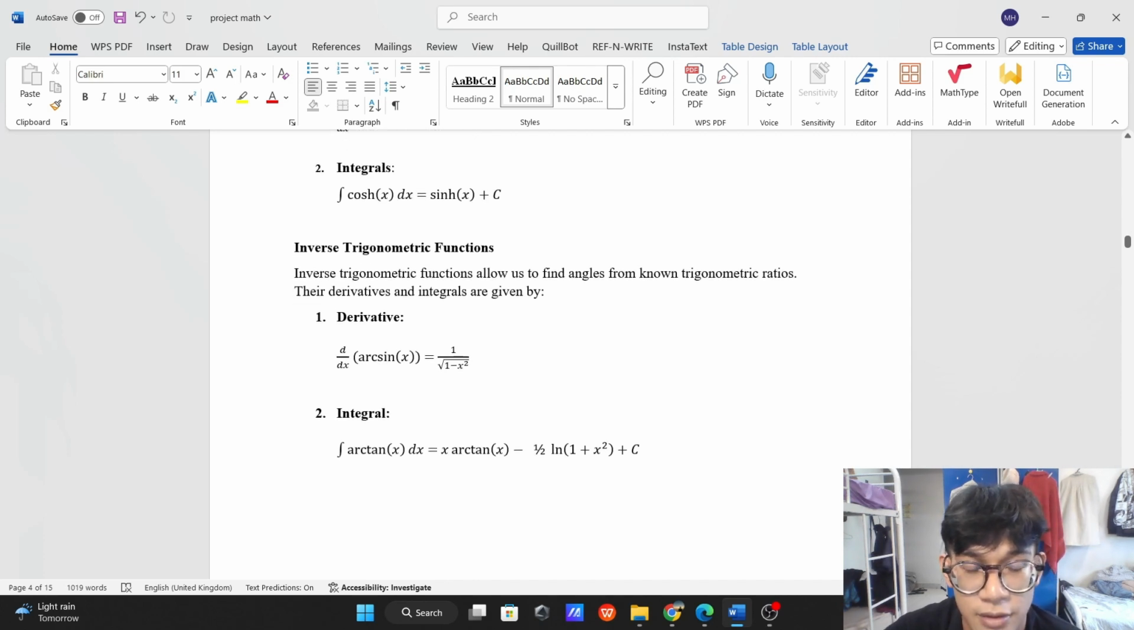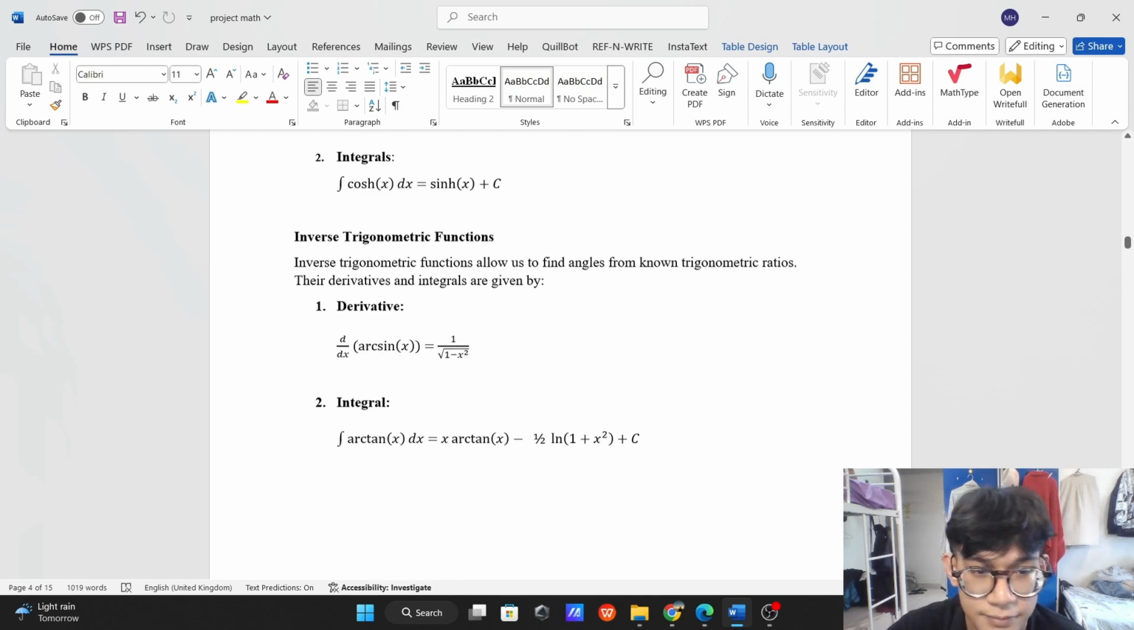Inverse trigonometric functions. Inverse trigonometric functions allow us to find angles from known trigonometric ratios. Their derivatives and integrals are given by: derivative d/dx of arcsin x equals 1 over the square root of 1 minus x squared. Integral of arctan x dx equals x arctan x minus half ln(1 plus x squared) plus c.